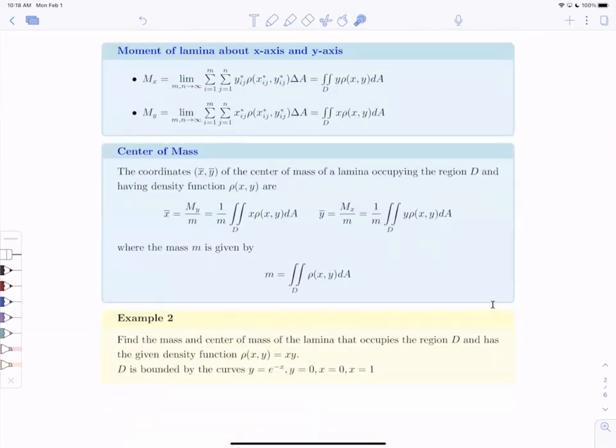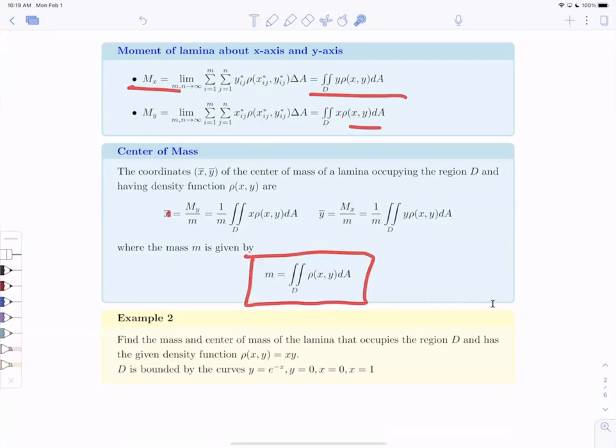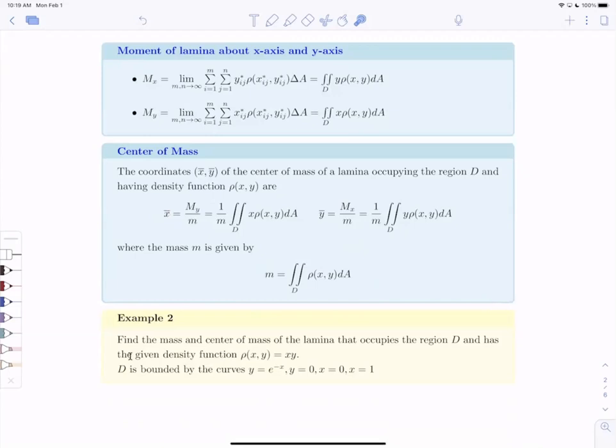Now let's talk about moments of lamina. About the x-axis and y-axis, basically you just need to use those two formulas, and this is helpful to find the center of mass of a lamina. So basically you need to find the mass first and then use what you found before to calculate your center of mass, which is x bar and y bar. Okay, so example 2 is pretty long. I'll give you 8 minutes to work on this. So 10:27, and I'll take it up. Okay.